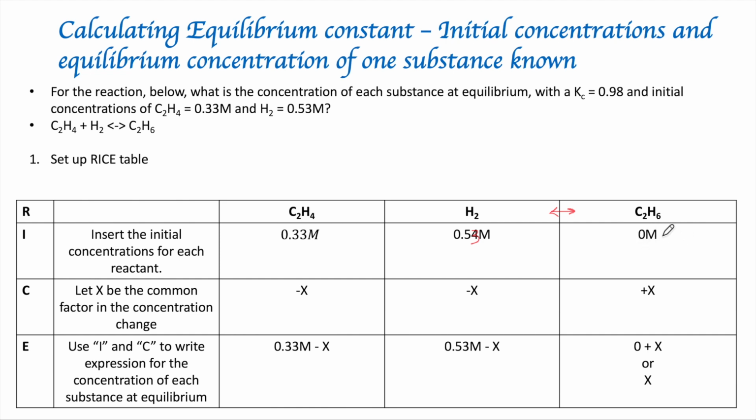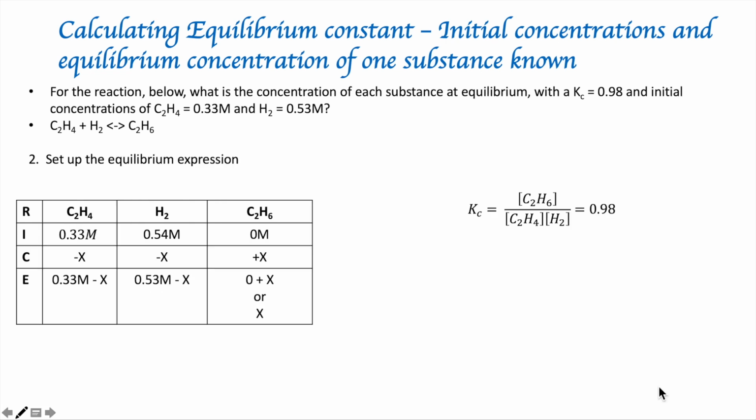And then over here, initially, before the reaction took place, we didn't have any of the C2H6, but it's going to be changing by this amount. So therefore, 0 plus x is just going to be x. Then you're going to set up your equilibrium expression. And so the constant is equal to C2H6, your product, over your reactants, C2H4 and H2. All these have a coefficient of 1, so they're all raised to the power of 1. But again, this has a constant value of 0.98. So this right here equals 0.98.